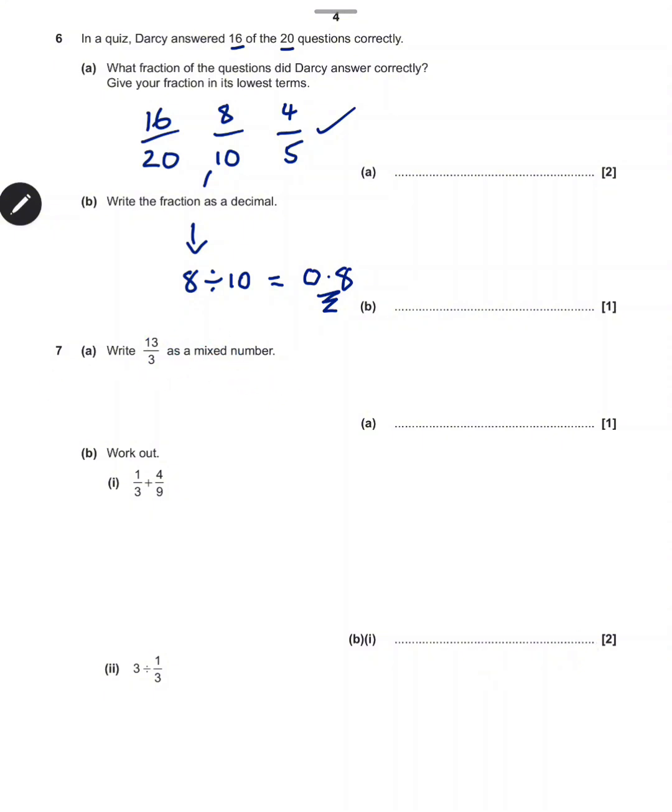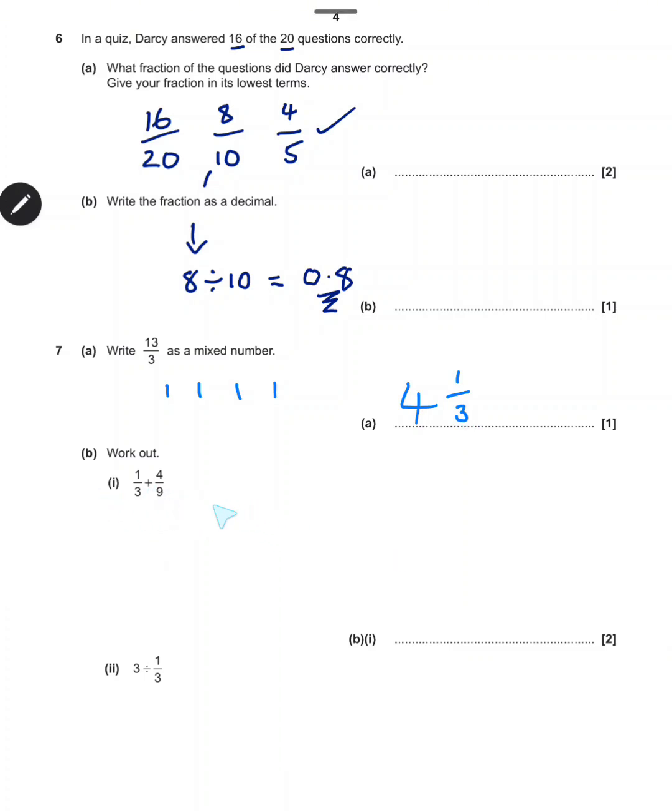Question 7, write 13 thirds as a mixed number. So I'm just going to count up in threes. 3, 6, 9, 12. And I'm aiming for 13. So I've got 3, 6, 9, 12. 4 whole ones. And that got me to 12. So there must be one of those thirds left over.